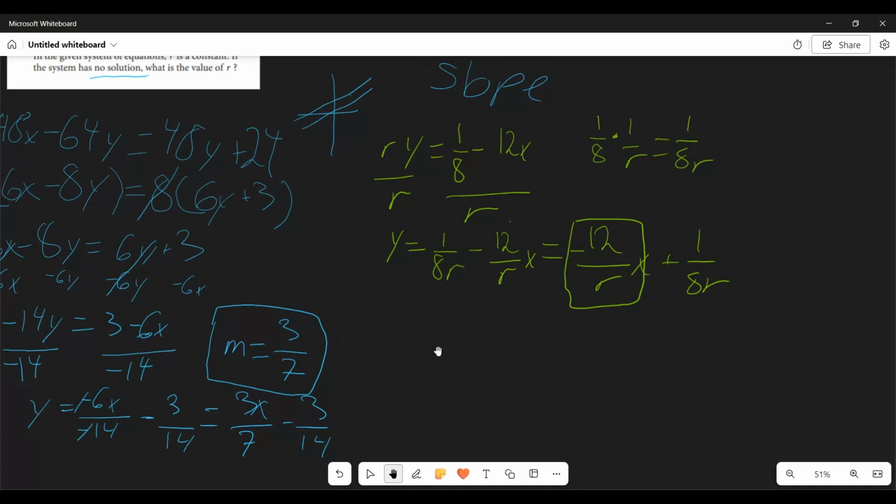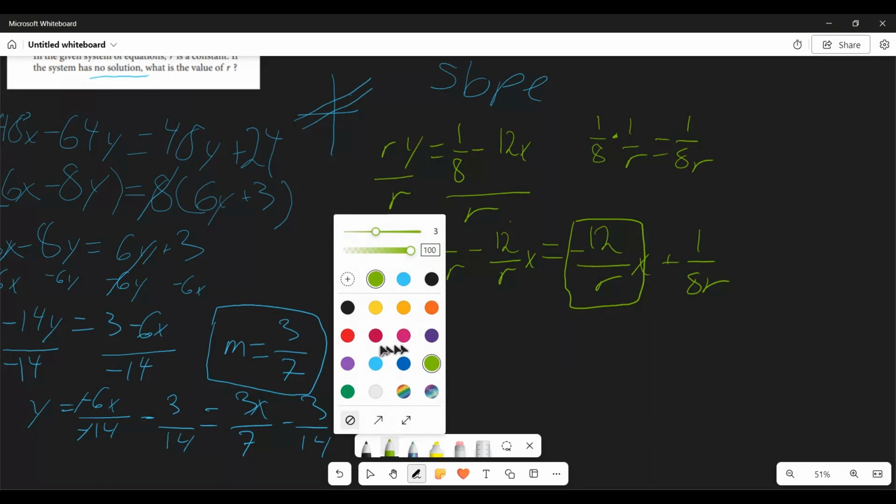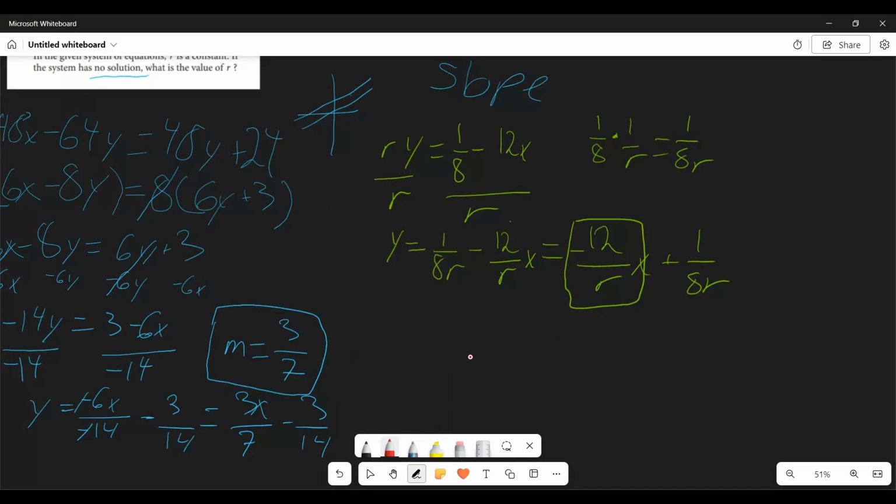So given that we have a relationship now between these two equations, we can solve for r, okay? So let's try and do that. Let's use a nice red color, why not? All right, so we know that 3 over 7 has to be equal to minus 12 over r, okay?